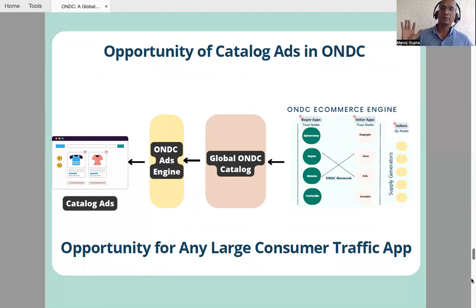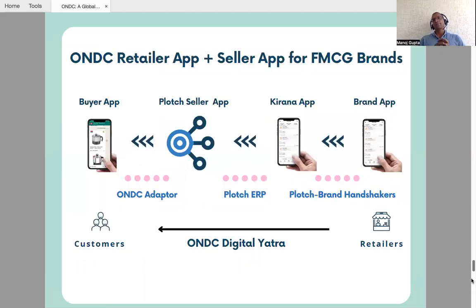If you are looking at the advertising space, you can take the whole catalog of ONDC and do catalog ads, and therefore create an advertising service for buyer apps, and even for seller apps if they want to promote. So there's a huge catalog ads opportunity in ONDC.